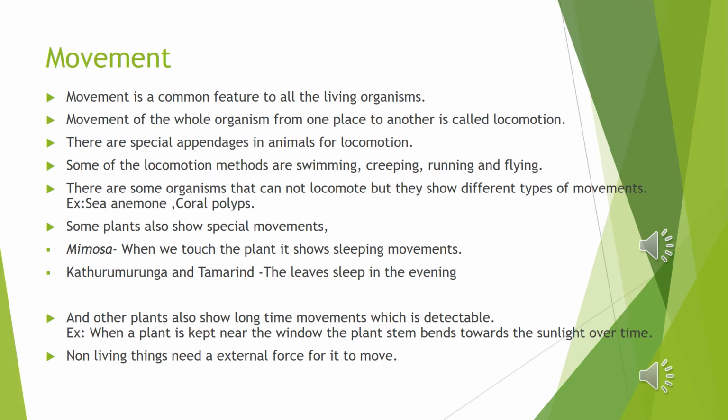For example, if we take the mimosa plant, when we touch it, it shows movement in its leaves. The leaves sleep, and even the Kataramurunga and tamarind leaves sleep in the evening. But when you talk about the animals, they show locomotion, and they have appendages or limbs for their locomotory function. And then the different types of locomotion that you can see, like swimming, flying, are the ways how the animals show locomotion.